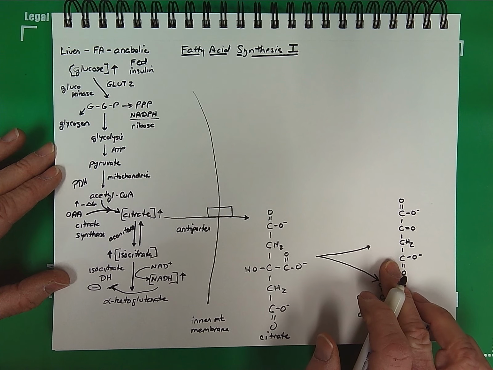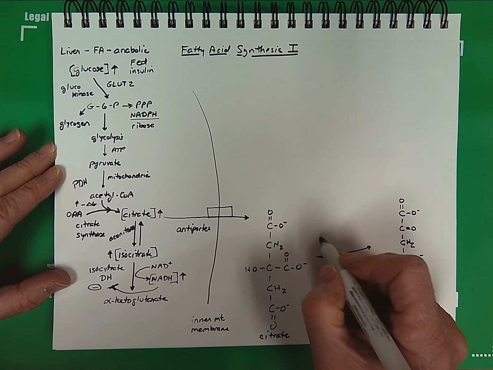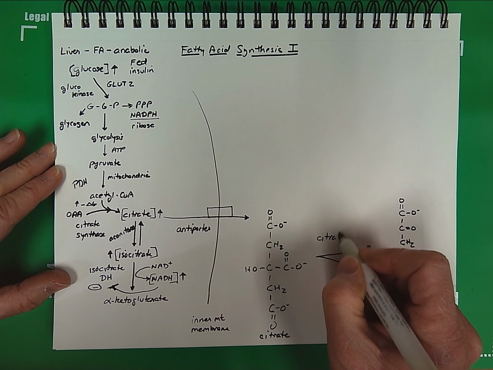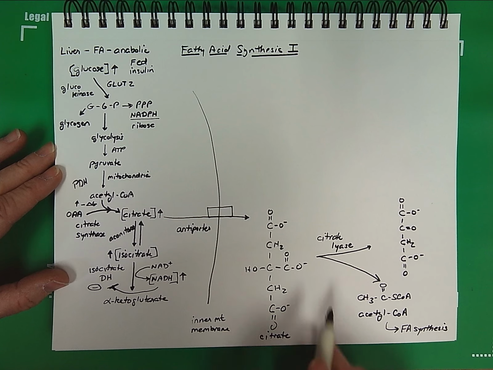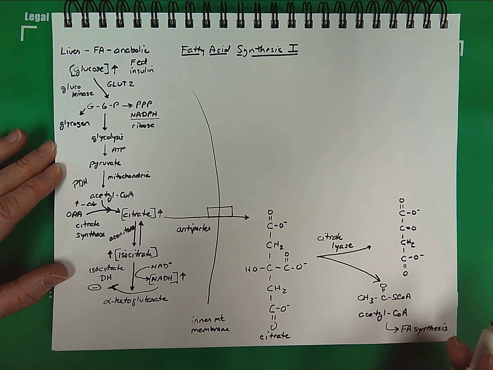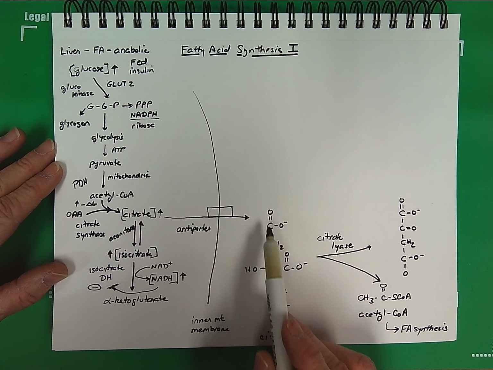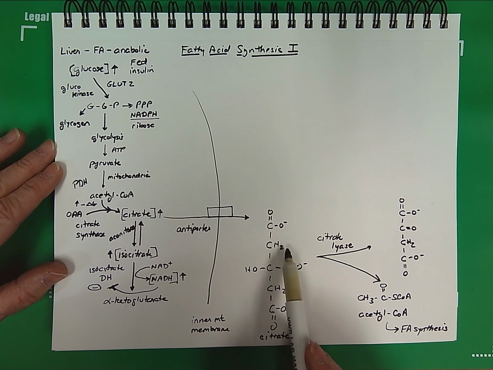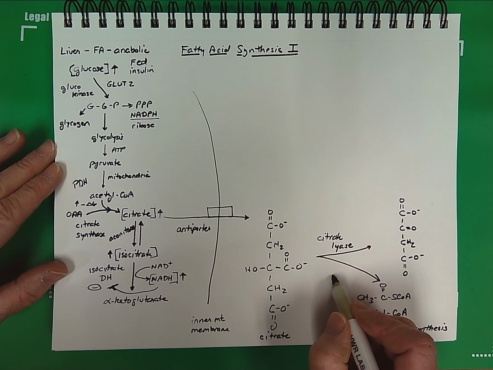The oxaloacetate obviously needs to be returned to the matrix of the mitochondria. So the enzyme that's performing this reaction is called citrate lyase. With citrate lyase, a lyase means we're breaking a carbon-carbon bond. Specifically, we are breaking this bond to generate the acetyl group with CoA added to the reaction.